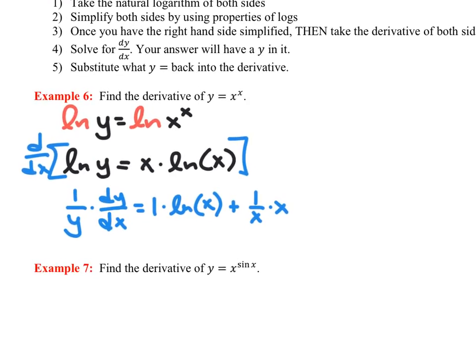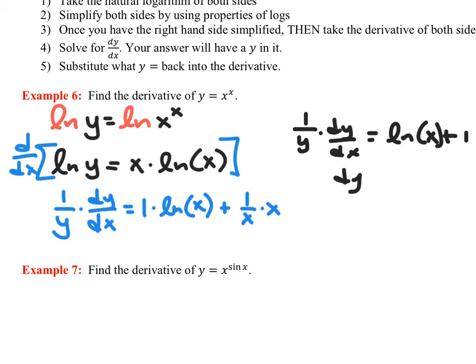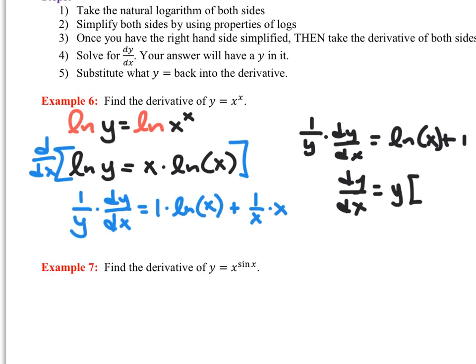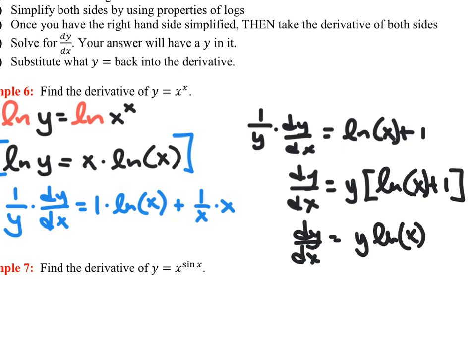So as I do a little bit of cleaning up here, I've got 1 over y times dy dx. On the right side, I've got natural log of x plus 1. And so dy dx in this case, I would leave probably in this form, multiply both sides by y, and I get natural log of x plus 1. Okay, if you wanted to, you could go ahead and distribute. This would be an alternate form that you could use. This would be y natural log of x plus y.